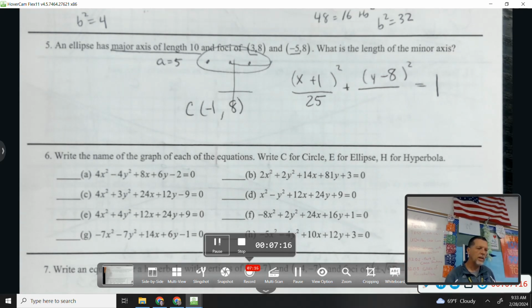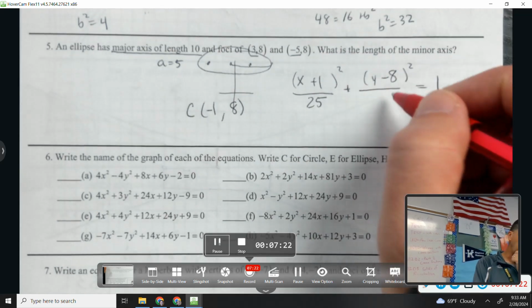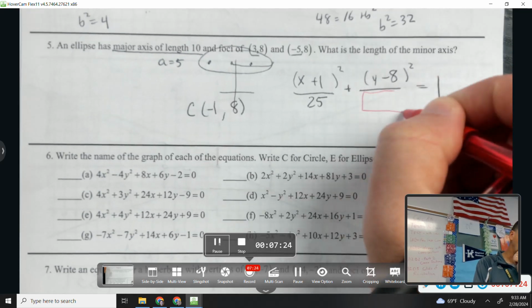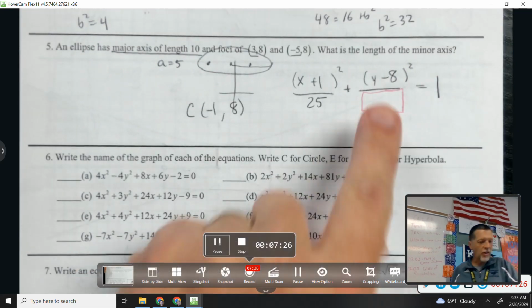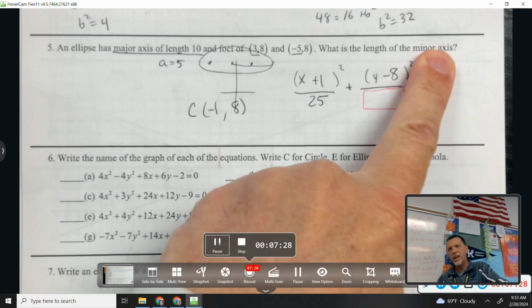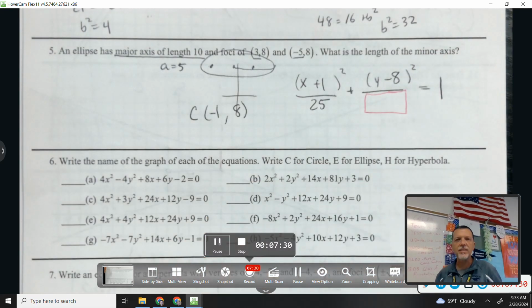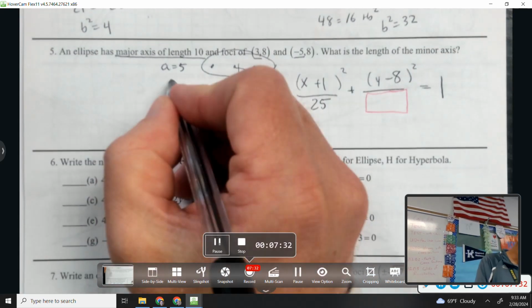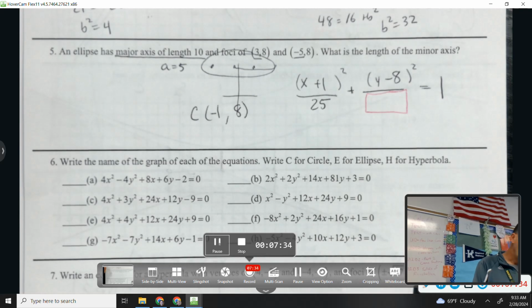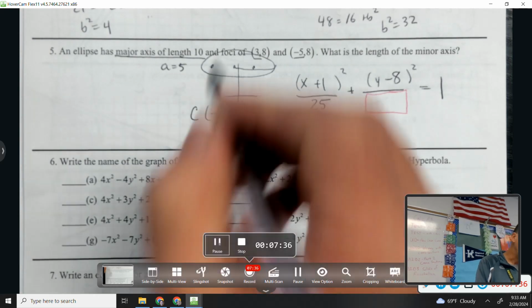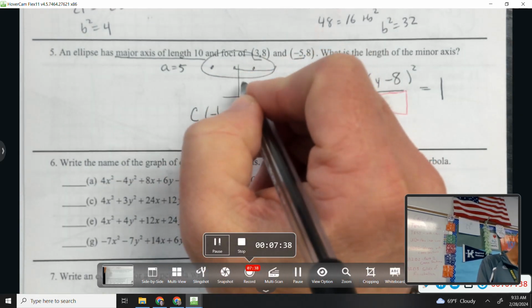And what do I need to know? The length? What is the length of the minor axis? Oh, well, I was writing the equation, but they're very much related because once I figure out what goes there, that'll be very much related to the minor axis. A is 5. What else do I know? Oh, C. So what's C equal to?